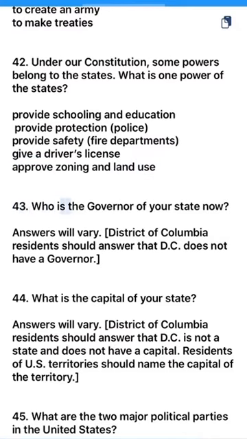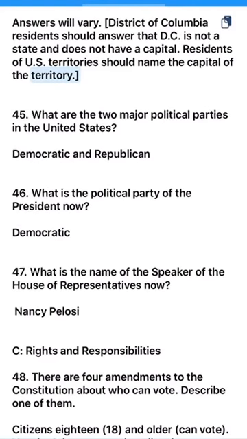43. Who is the governor of your state now? Answers will vary. District of Columbia residents should answer that DC does not have a governor. 44. What is the capital of your state? Answers will vary. District of Columbia residents should answer that DC is not a state and does not have a capital. Residents of U.S. territories should name the capital of the territory.